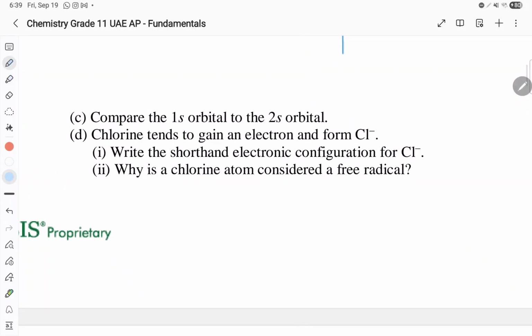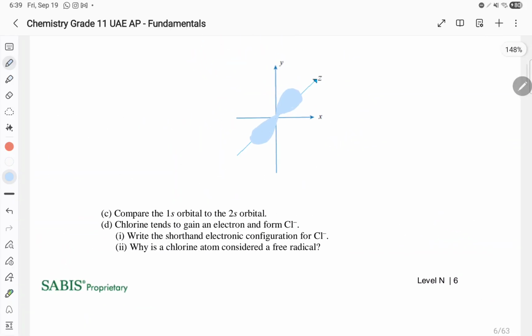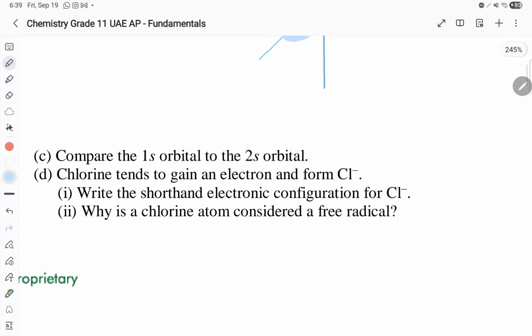Now compare the 1s orbital to the 2s orbital. They both have a spherical shape because all s orbitals have spherical shape. But the size increases with the principal energy level. So 1s is smaller than the size of 2s, and it's at a lower energy level.